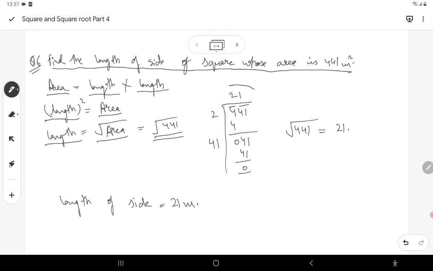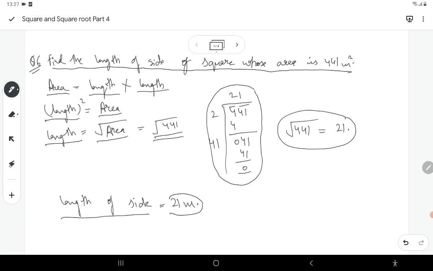Now we have to find the square root of 441, which you can find using the division method. Solving that, you get the square root of 441 finally as 21. So length of the side would be equal to 21 meter.